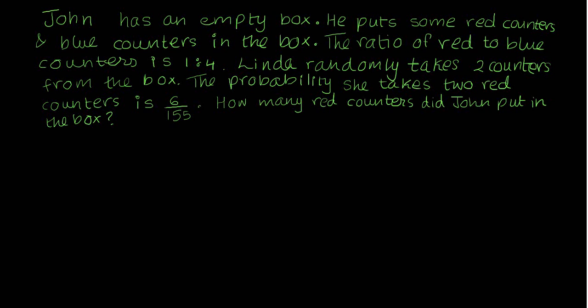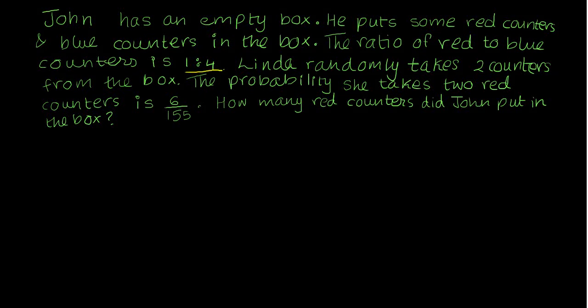Alright. So the first thing I want to start off with is the ratio of red counters to blue counters. That's 1 to 4. That's telling me what ratio it's in. It doesn't tell me that. So I know that in total there are 5 different parts. I don't know how many counters each part represents.